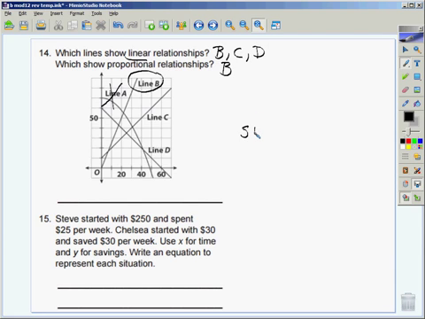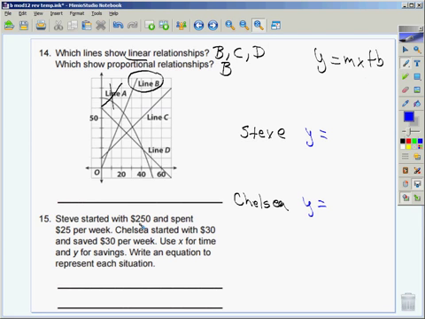For number 15, we're talking about 2 different equations. I have Steve, I have Chelsea. And if I can write the equations in this form, then they'll be easier to look at together. Remember that B is how much they're starting out with, and M is how much it's going to change. It's a rate of change.